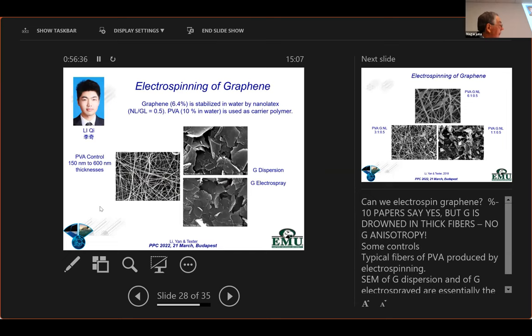So I want to more or less finish with some much more recent results where we're doing electrospinning of graphene and multi-wall carbon nanotube dispersions, done by Li Qi, who's now a young professor in Nantong. This is a kind of control material we get from the polyvinyl alcohol carrier fluid. If we look at an SEM of a graphene dispersion, we get this. If we do electrospraying without any polyvinyl alcohol added, we get something that looks just like the dispersion. And when you look closely enough, you can see the nano latexes on the surface, which is maybe a different story.